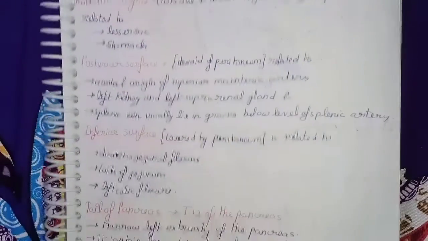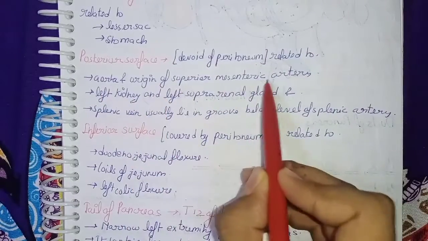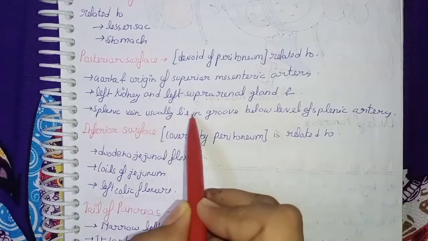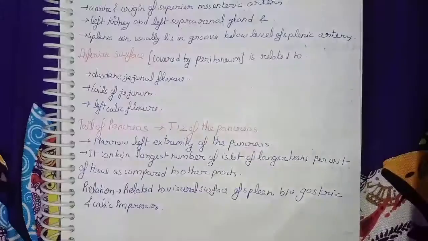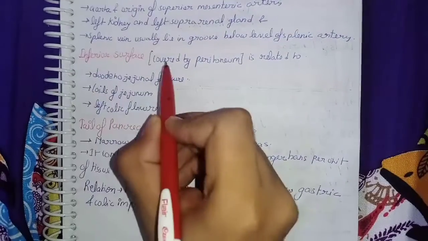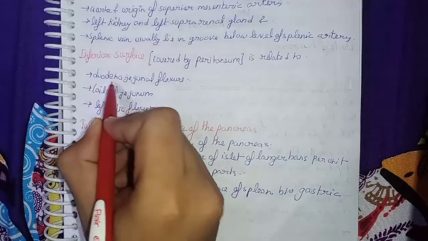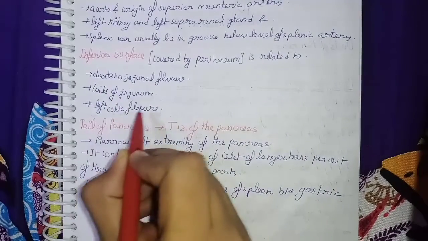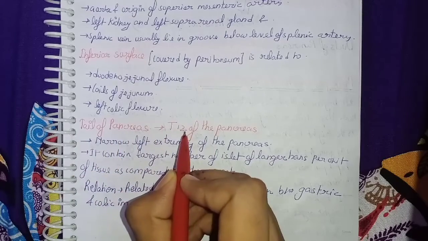Posterior surface is devoid of peritoneum and related to aorta and origin of superior mesenteric artery, left kidney and left suprarenal gland, and splenic vein usually lies in the groove below the level of splenic artery. Now coming to the inferior surface, it is covered by the peritoneum and it is related to duodenojejunal flexure, coils of jejunum, left colic flexure. Tail of pancreas is at thoracic 12 vertebral level.